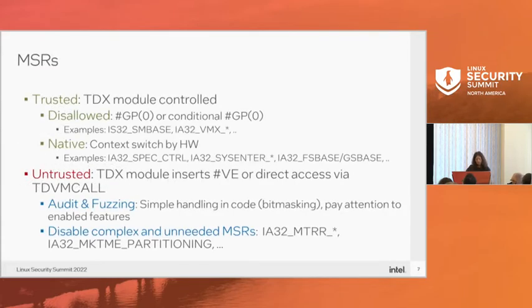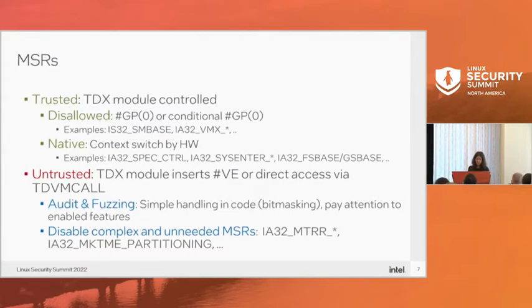If I start going through this one by one, for MSRs we're separated into two groups. We have a bunch of MSRs which are trusted, so we know that they are controlled in our case by the TDX module. Some of them simply can't be read in the guest because the features have been disabled. There are some which are context switched and they're also fine, because the value would be provided to the guest natively upon the read, and you won't do this whole detour of asking that value from the host.